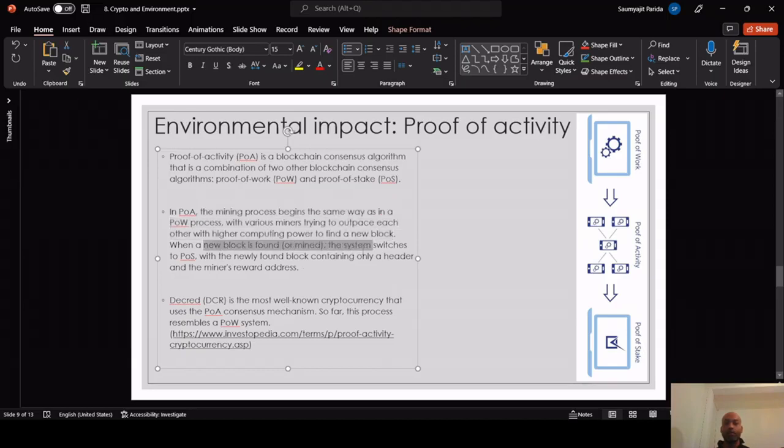So it uses the mining mechanism to validate the transactions. When a new block is found or mined, the system switches to proof of stake, with the newly found block containing only a header and the miner's address. For this also, I don't have a concrete value of how much power is consumed, but overall it consumes high power because there is mining involved here, and that also causes competition among the miners, which causes consumption of more electricity.